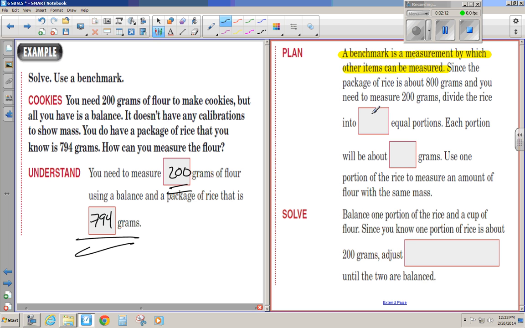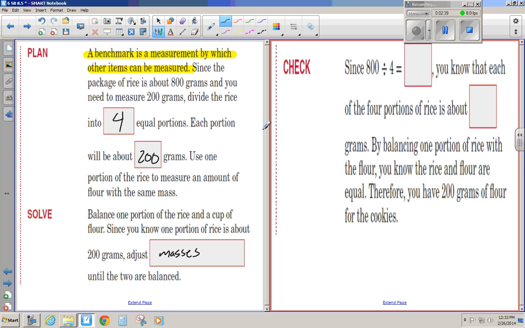Divide the rice into 4 equal portions. Each portion will be about 200 grams. Then you use 1 portion of rice to measure an amount of flour with the same mass. So, balance 1 portion of rice and a cup of flour. Since you know 1 portion of rice is about 200 grams, adjust the masses until the two are balanced. Since 800 divided by 4 is 200, you know that the 4 portions of rice is about 200 grams by balancing 1 portion and so on.